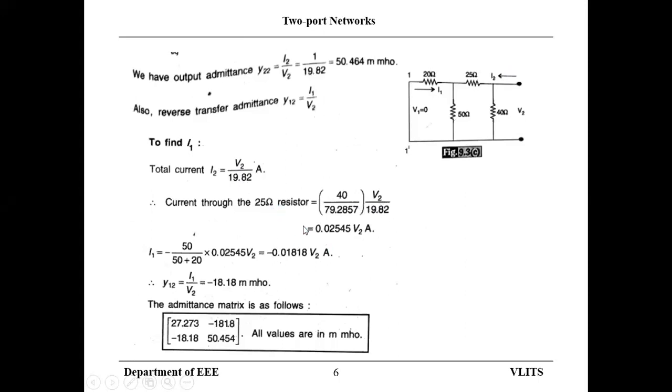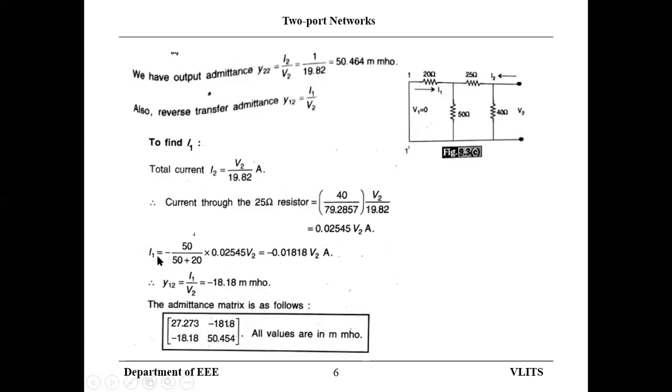Then the current flowing through the 25 ohms resistor is 0.22542 into V2. But actually what we have to find is the current flowing through the 20 ohms resistor. We already got the current flowing through this 25 ohms resistor, as well as the 50 ohms resistor, that is 0.22542 into V2. Again here it is I2.